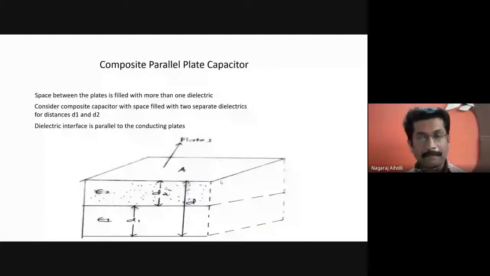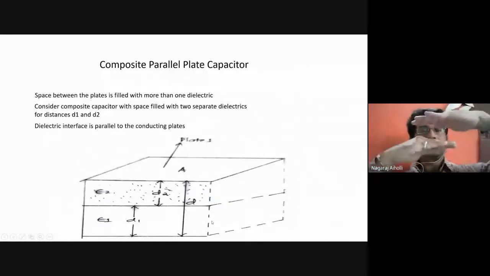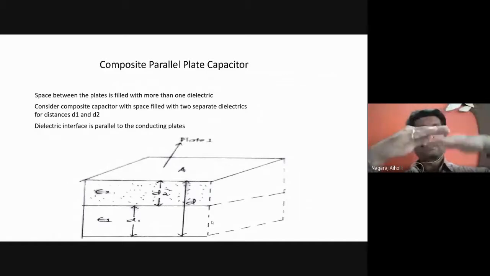This is the generalized equation for the capacitor with N dielectrics. When the dielectric media is parallel to the conducting plates, remember, this is the equation for the composite parallel plate capacitor. When the interface, that is a boundary, is parallel to the conducting plates, this is plate 1, in between there is a dielectric boundary, and below is plate 2. So when this is the condition, the equation for the composite parallel plate capacitor is this.